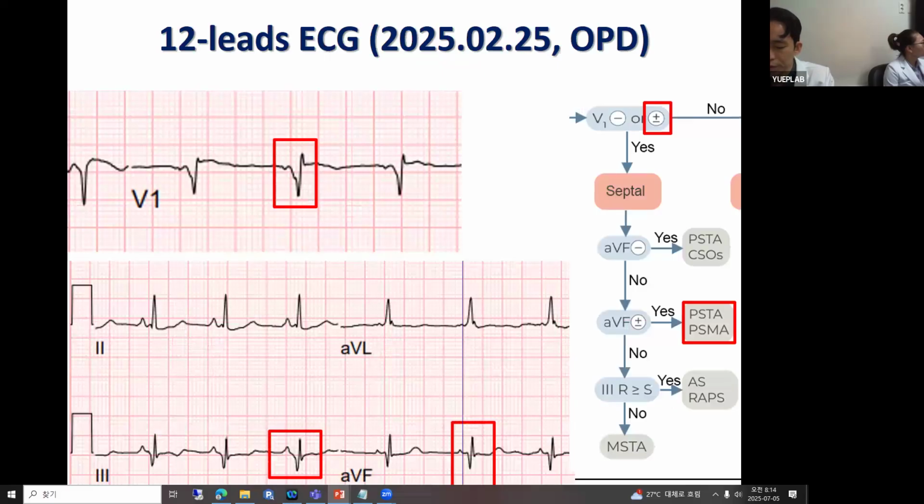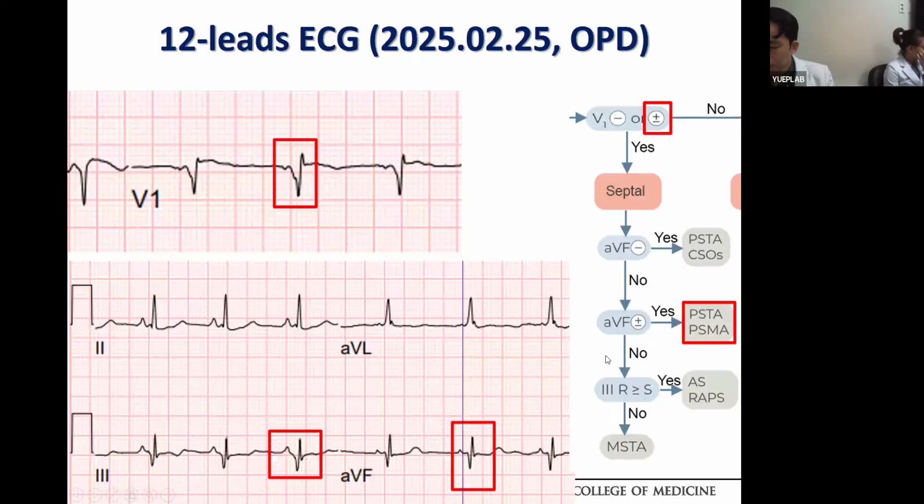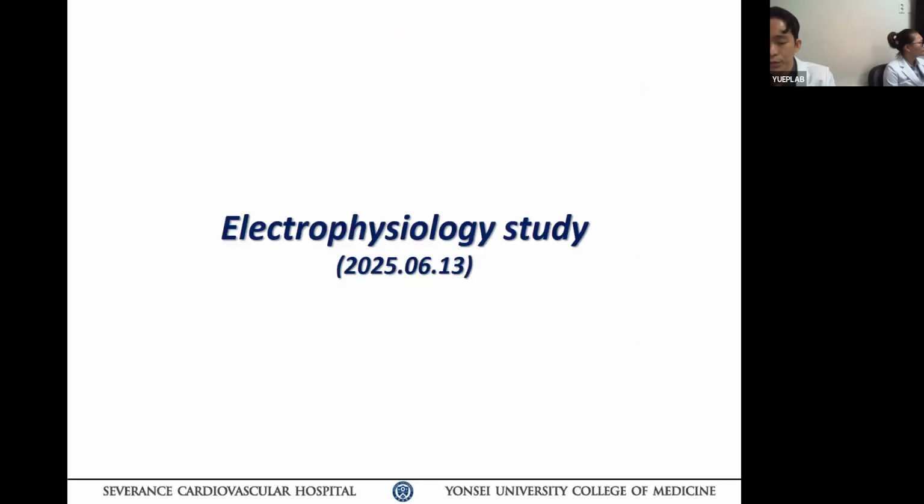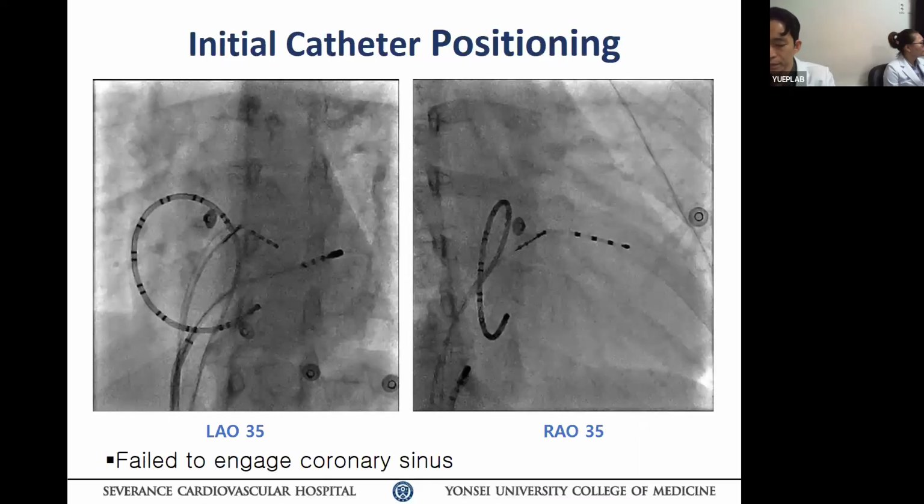When looking closely, this delta wave is positive-negative in V1 and also positive-negative in V6. According to our algorithm, it seems to be located below the septum parameter. Chest X-ray was normal.